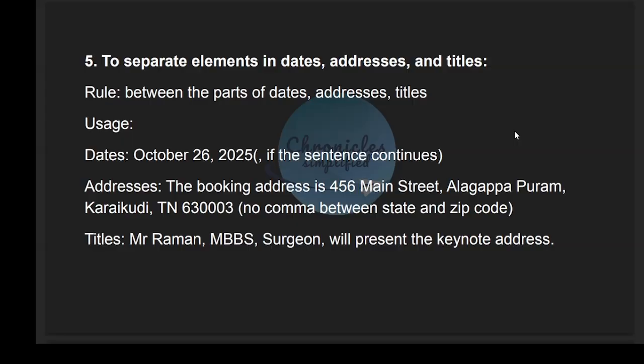Rule number 5. To separate elements in dates, addresses and titles. That is, between the parts of dates, addresses and honorary titles. For example, October 26, 2025. And again, if the sentence continues, we have to add another comma after that year also.